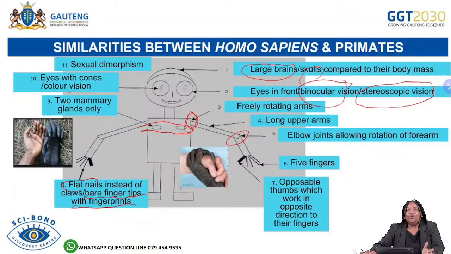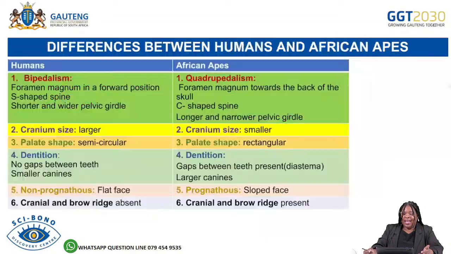And then all humans and other primates show sexual dimorphism. That's when you can tell that this is a female, this is a male. Okay, so these are similarities that humans share with other primates, right? Let's move on. Now we are going to look at the differences between humans and African apes. Remember, my colleague Samantha mentioned that we're not the same as apes.